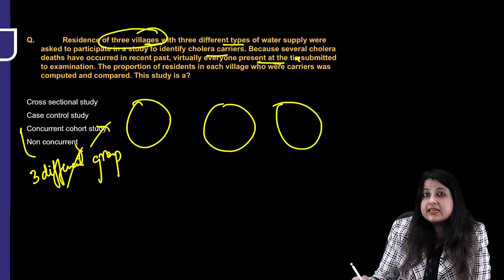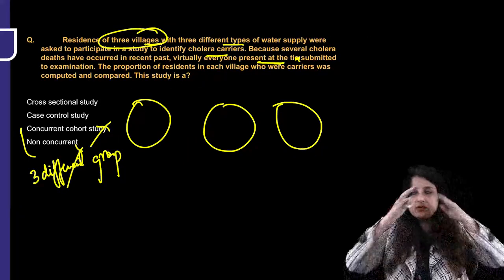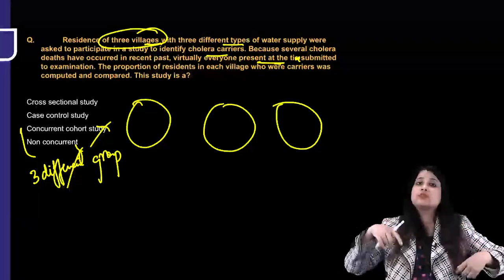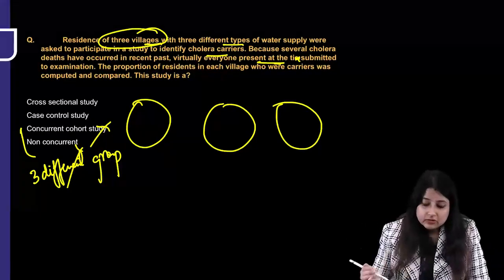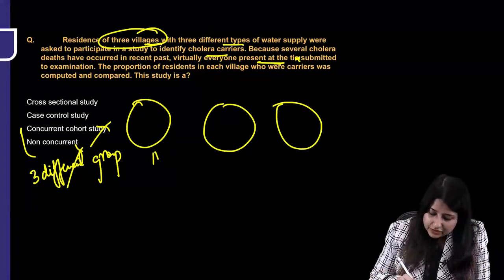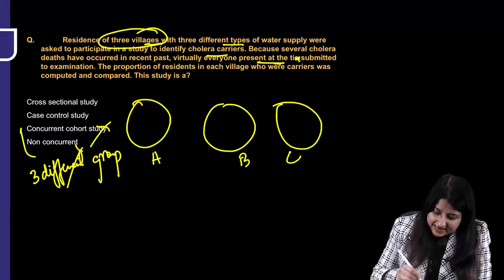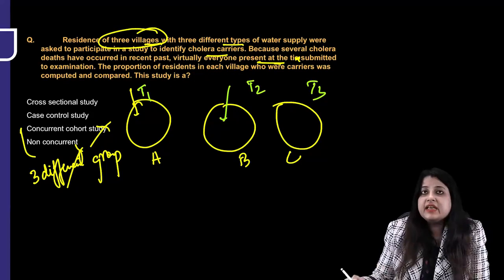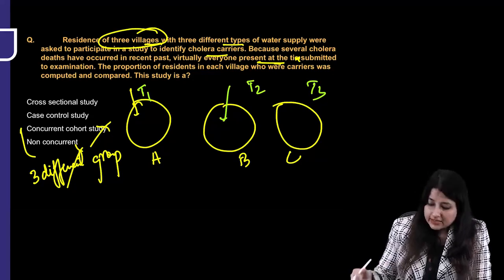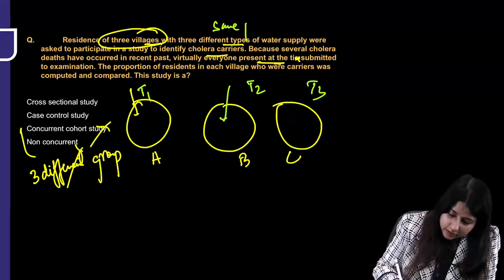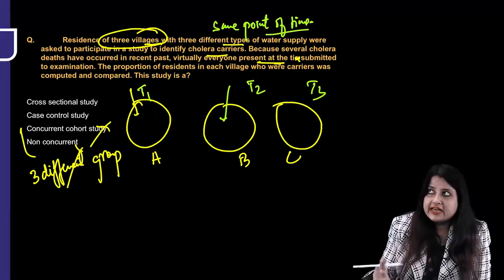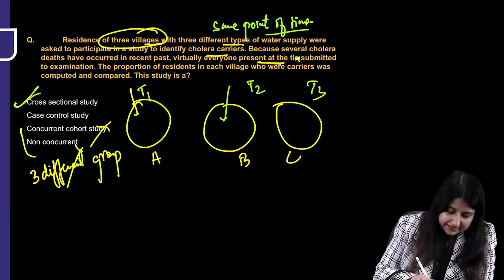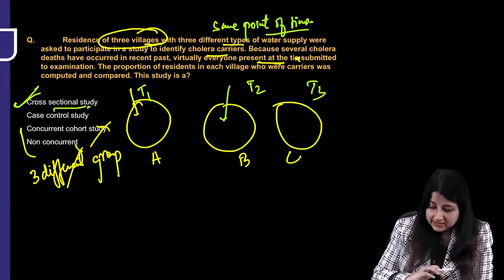Now, is it cross-sectional or case control? In case control, we have one population which is divided into cases and controls. Over here, we have 3 villages, A, B, C. Team 1, team 2, team 3 are identifying cholera carriers and comparing them. It's done at the same point of time, and we are collecting fresh data. I'm not relying on already collected data. So this is cross-sectional.